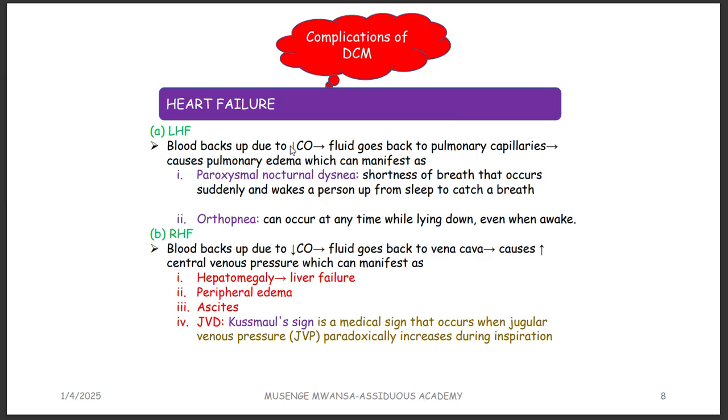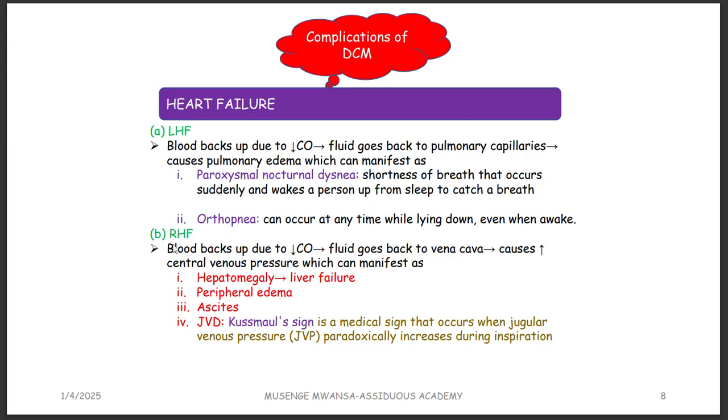And this can manifest as paroxysmal nocturnal dyspnea, shortness of breath that occurs suddenly and causes a person to wake up. Okay? Paroxysmal nocturnal. Nocturnal is when you are sleeping, isn't it? So someone ends up waking up to catch a breath, or it can manifest as orthopnea. This is where someone is trying to catch a breath. So in left-sided heart failure, the problem is with the lungs. There's pulmonary edema, paroxysmal nocturnal dyspnea, orthopnea.